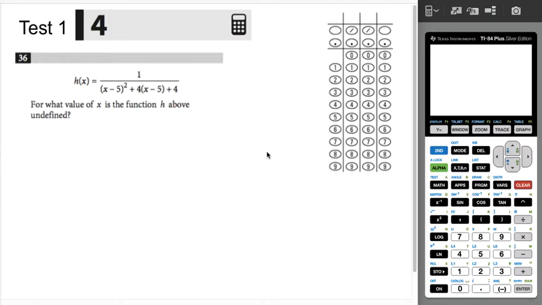There's a couple ways to do this. One option is to clean up the denominator, which is fine. It helps to know what it means to be undefined. What you're basically looking for is when the denominator is 0. There's a bunch of different options. You could put this entire thing exactly as it is in your calculator as y1 and look for a vertical asymptote, and there's nothing wrong with that.